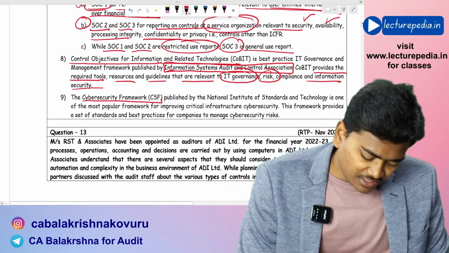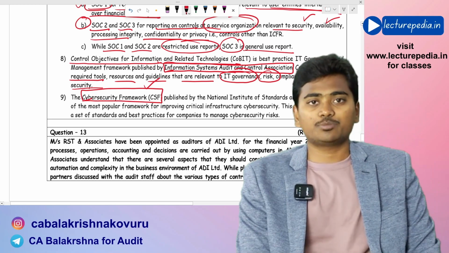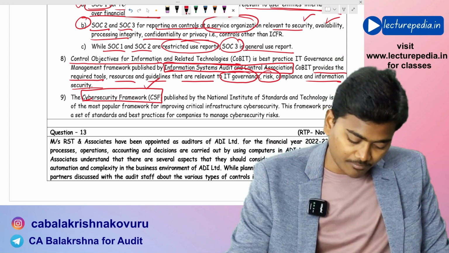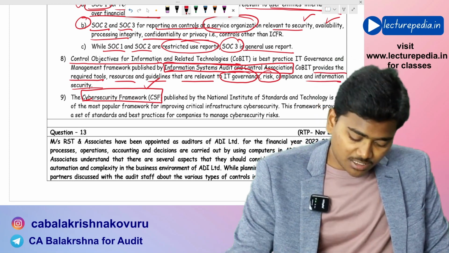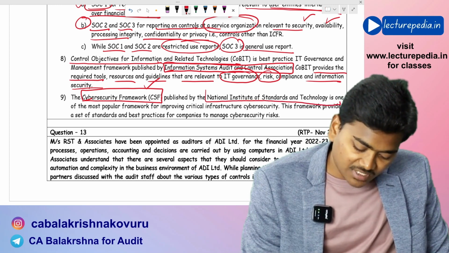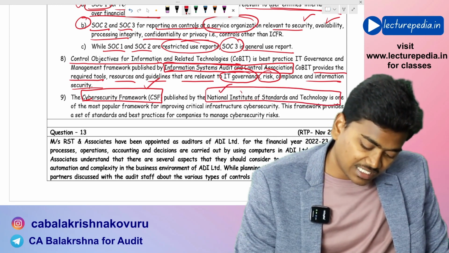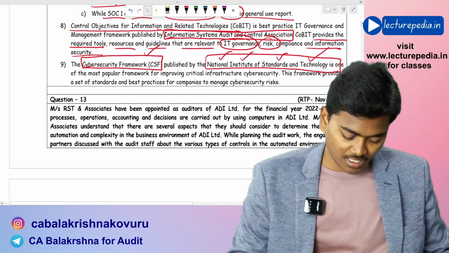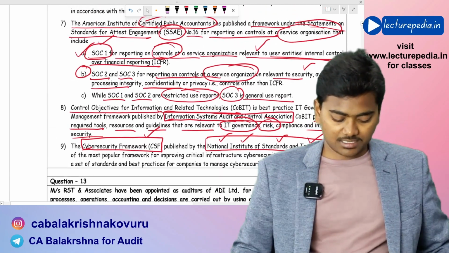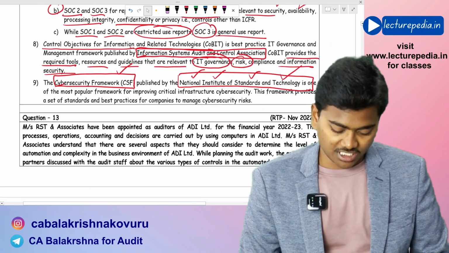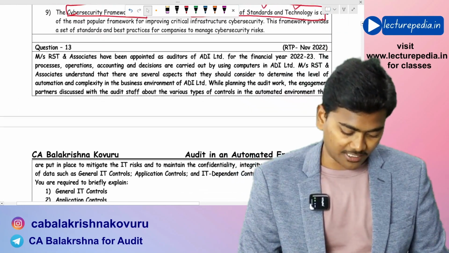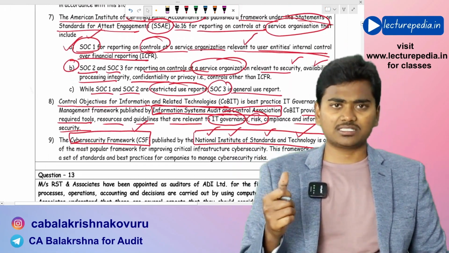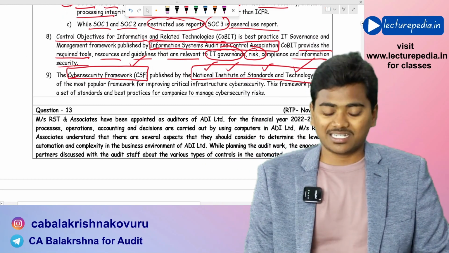Next, the cyber security framework, which deals with security with respect to websites. Okay, cyber security, and it has been published by NIST, that is National Institute of Standards and Technology. These are various standards that the auditor can refer to with respect to audit in an automated environment. Basically, this question has been asked in the previous examination in May 2023.